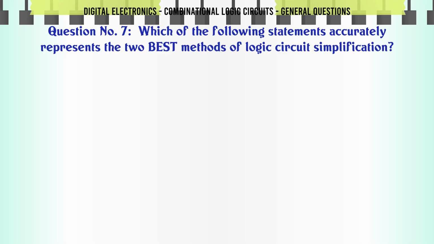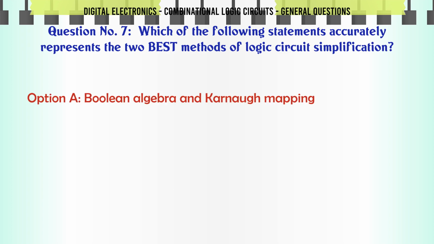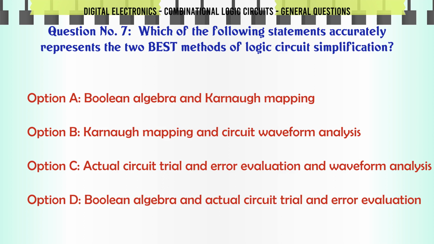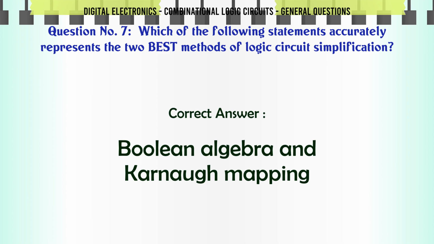Which of the following statements accurately represents the two best methods of logic circuit simplification? A. Boolean algebra and Karnaugh mapping. B. Karnaugh mapping and circuit waveform analysis. C. Actual circuit trial and error evaluation and waveform analysis. D. Boolean algebra and actual circuit trial and error evaluation. The correct answer is Boolean algebra and Karnaugh mapping.